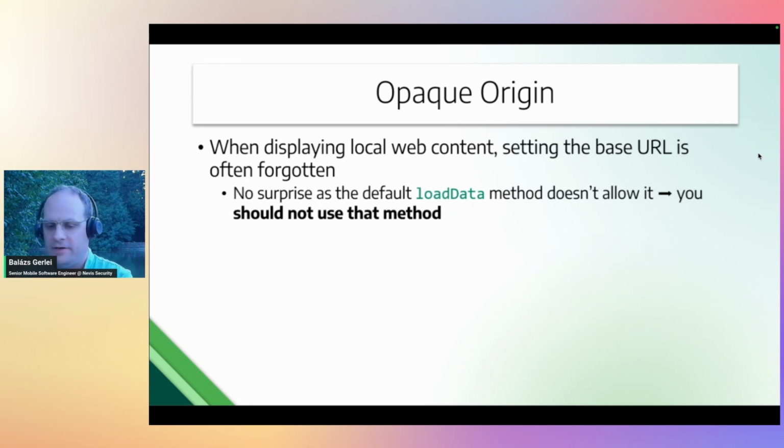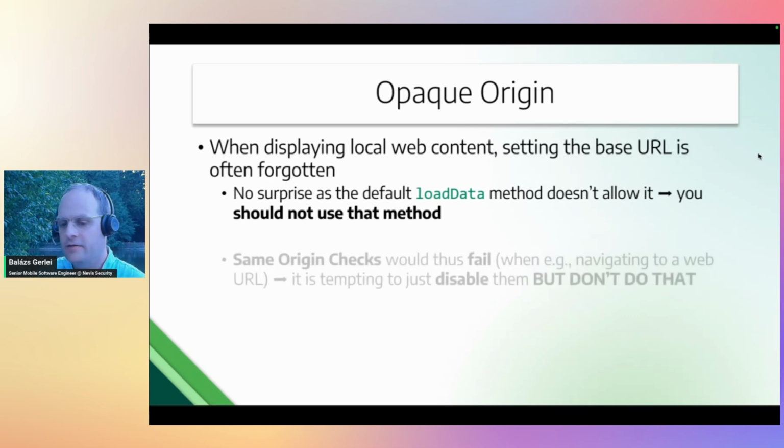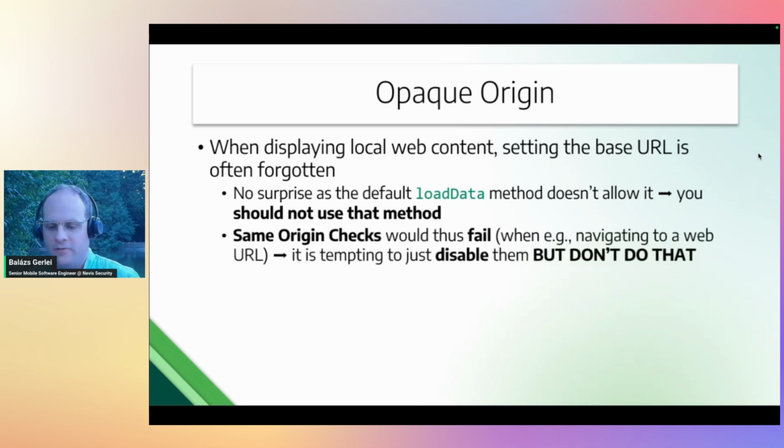And by default, there's this loadData method. I think I already showed you in the class diagram. There's this loadData method of WebView that loads local content, but that doesn't allow you to set the base URL. Then same origin checks would fail. This is the thing that I mentioned, that the other server checks whether the origin is allowed. And if it fails, and you, I don't know, search on Stack Overflow, it will tell you to disable same origin checks. Of course, that will solve it, but then you are basically circumventing the security. So don't do that, please.